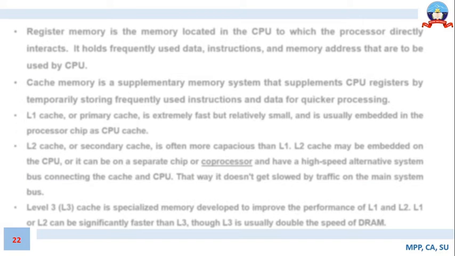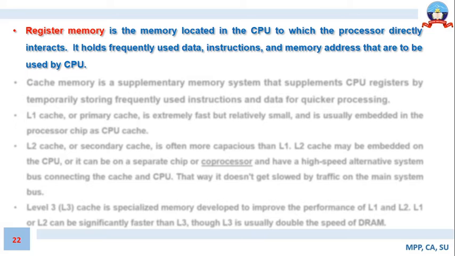Now moving forward, let us try to understand all of these memory in greater detail. So to start with, register. Register memory is the memory located in the CPU itself. So it's an onboard memory to which the processor directly interacts. It's the only memory to which the processor directly interacts. So it holds frequently used data, instructions, and memory addresses that are to be used by the CPU.